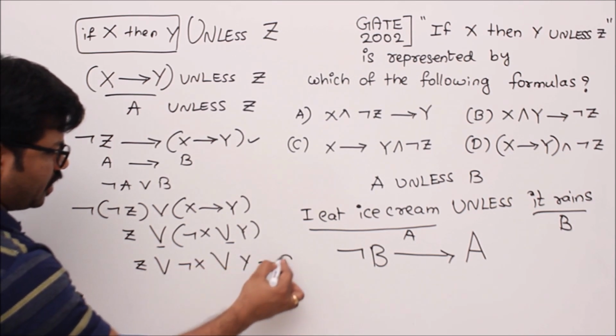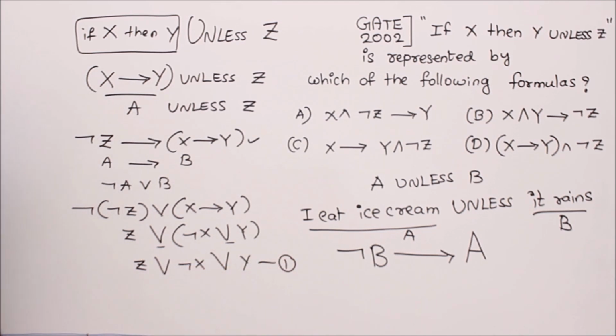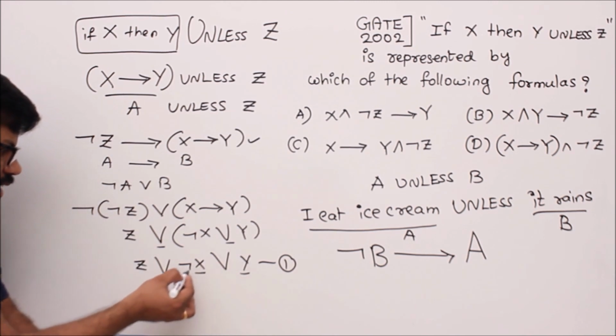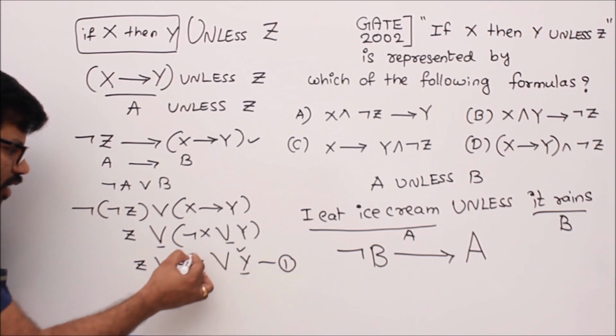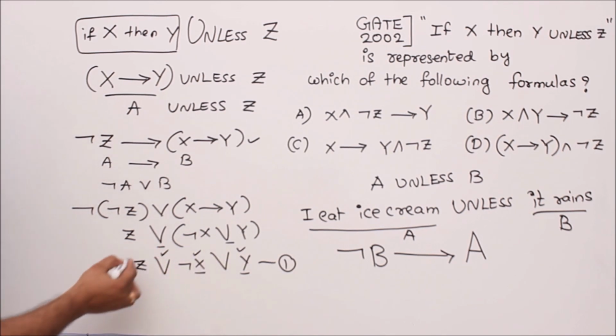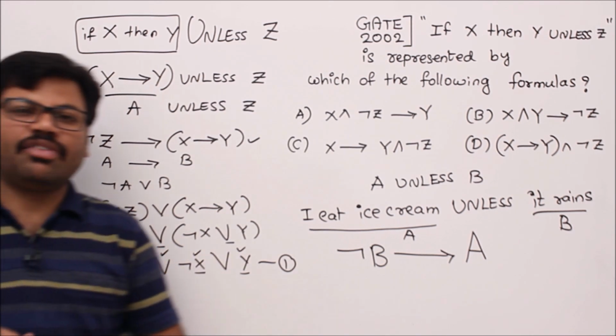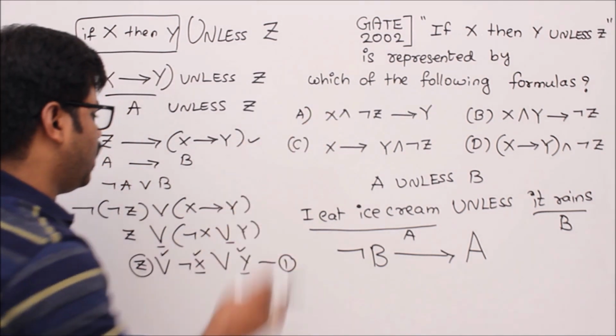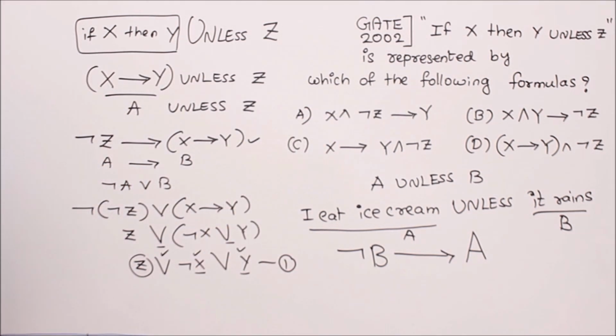You remember this equation. Why am I stopping here? Why am I not further simplifying? The reason is you have a variable with Y, one variable with X, one variable with Z, right? So this kind of equation cannot be further simplified. Now go to the options. Let's take option A and let me simplify it.